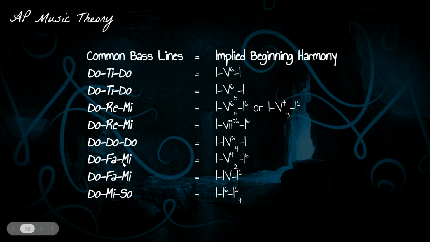We also have do, fa, mi from the tonic to the third inversion dominant chord to the first inversion tonic, and this is a resolution in the bass. We have do, fa, mi with these chords instead, meaning it is tonic to the subdominant to the tonic in first inversion, and we have do, mi, so, meaning we have the tonic, tonic first inversion, tonic second inversion.